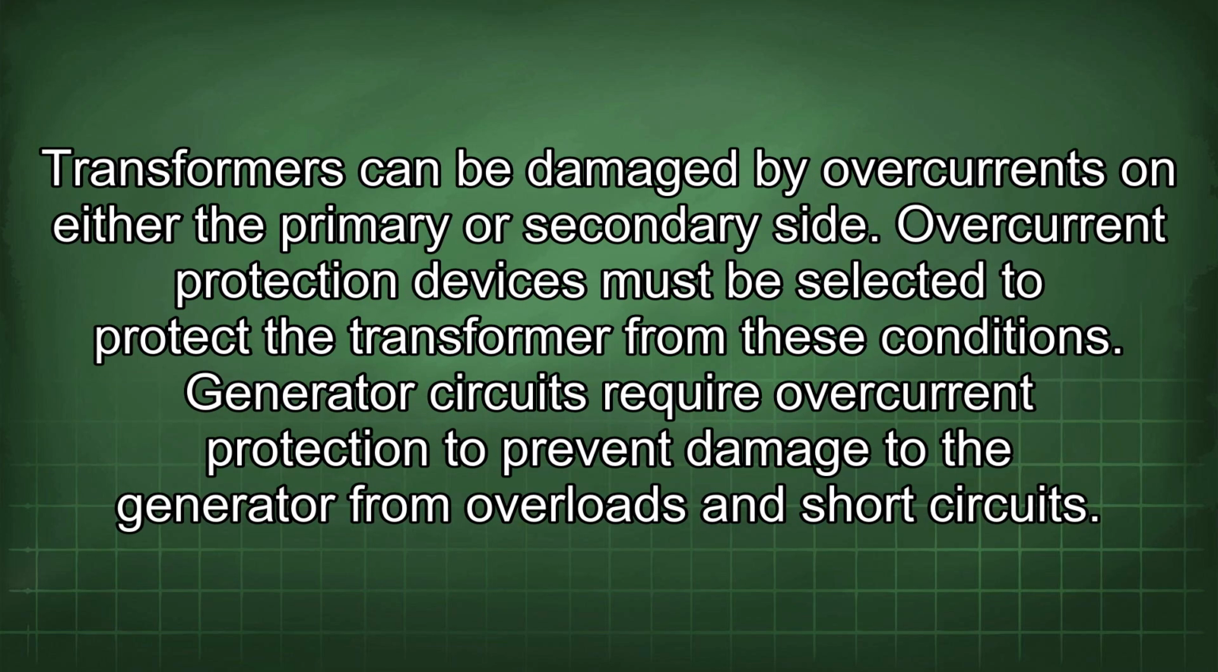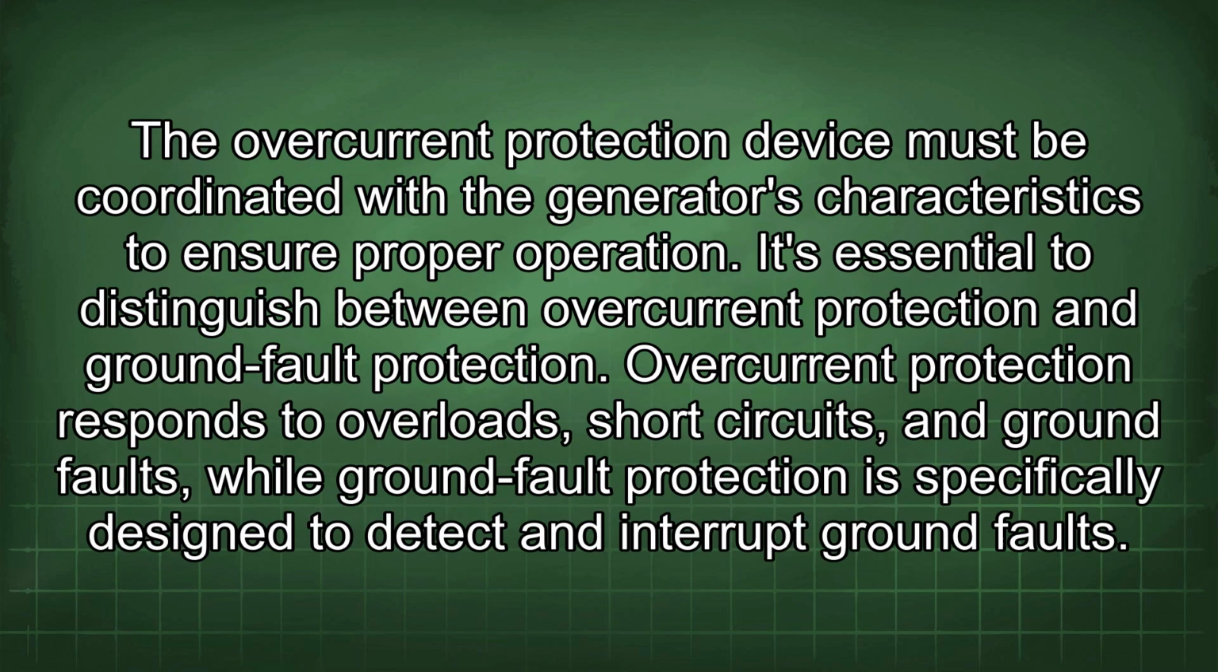Transformers can be damaged by overcurrents on either the primary or secondary side. Overcurrent protection devices must be selected to protect the transformer from these conditions. Generator circuits require overcurrent protection to prevent damage to the generator from overloads and short circuits. The overcurrent protection device must be coordinated with the generator's characteristics to ensure proper operation. It's essential to distinguish between overcurrent protection and ground fault protection.